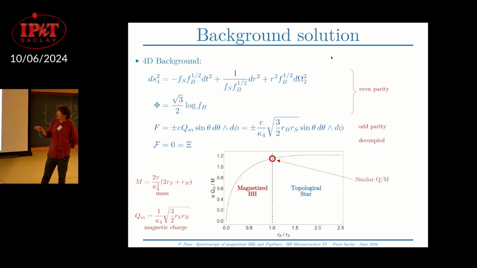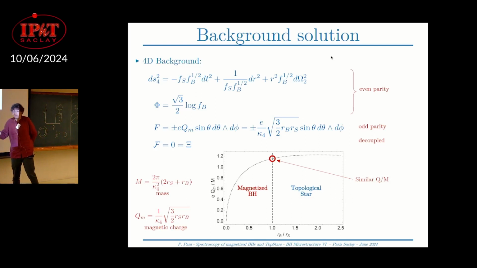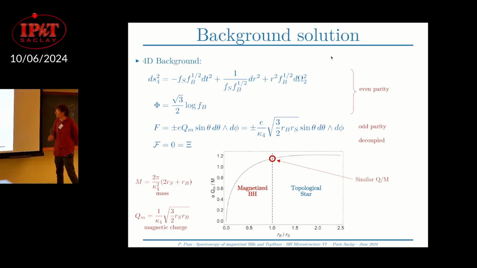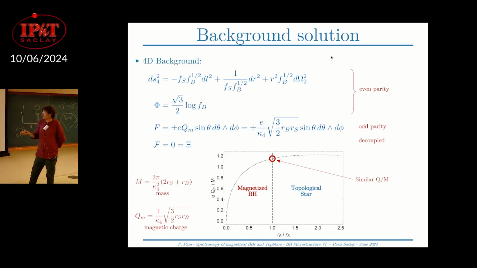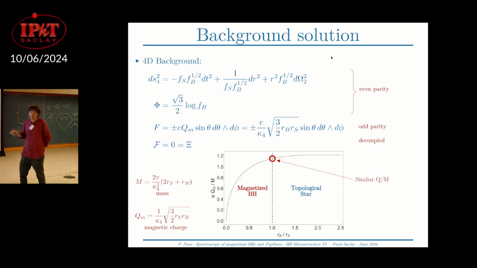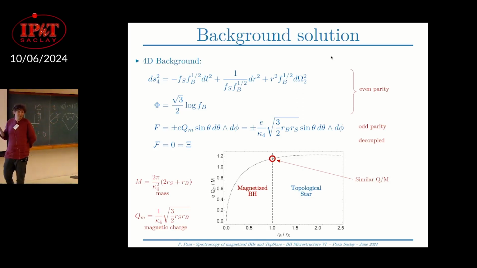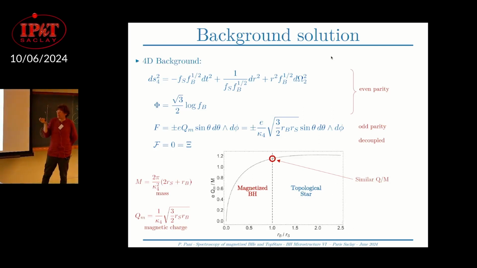And in this parameter space, you have different solutions. If RB is smaller than RS, you are here, and the solution is a black string in 5 dimensions with a magnetic field. So I will call this magnetized black hole in 4D. If RB is bigger than RS, then you are here, and the solution is regular. There is no horizon, because the horizon is at R equal to RS, and the spacetime ends at R equal to RB, which is singular in 4D, but regular in 5D. This solution has been called topological star.